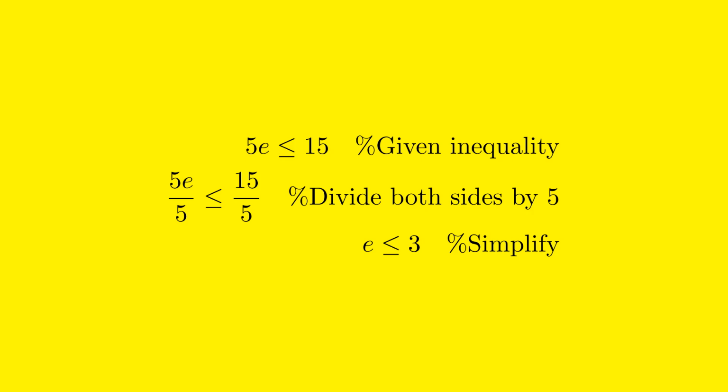For the interval notation, the solution can be written as follows. From negative infinity to 3, including 3. In interval notation, this is written as negative infinity comma 3 with a square bracket at 3 to indicate that 3 is included in the solution. Thus, the solution in inequality form is e less than or equal to 3. The solution in interval notation is from negative infinity to 3, including 3.